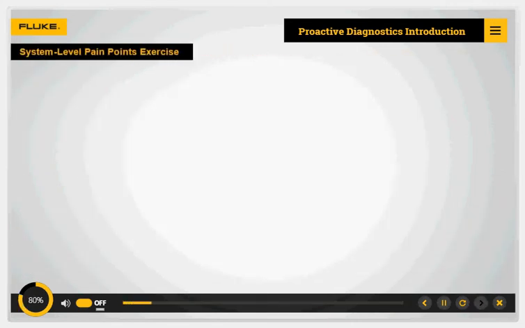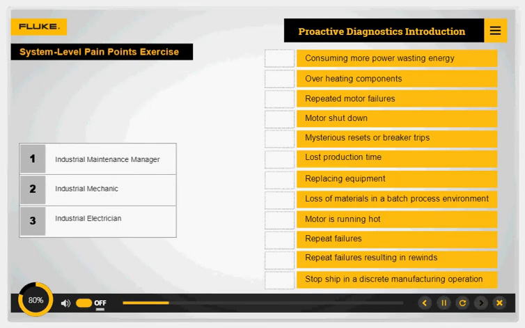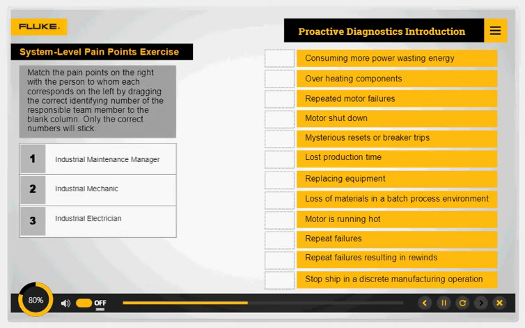Motor and/or drive failures impact maintenance team members differently. Depending on their responsibilities and skills, it guides how they spend their time every day. Match the pain points on the right with the job to which each corresponds on the left by dragging the correct identifying number of the responsible team member, 1, 2, or 3 on the left, to the blank column on the right. Only the correct numbers will stick.